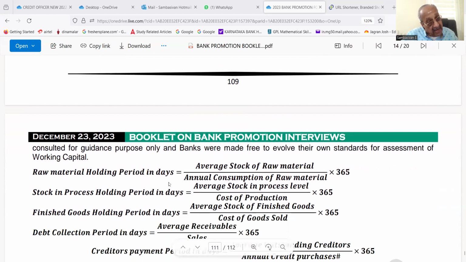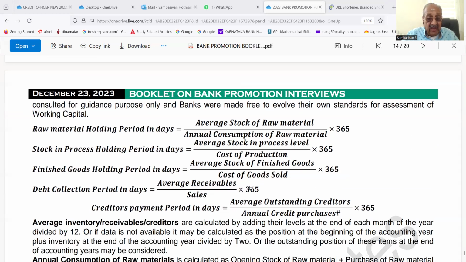Raw material holding period in days: average stock of raw material divided by annual consumption of raw material, into 365. Stock in process holding period: average stock in process level divided by cost of production, into 365. Finished goods holding period: average stock of finished goods divided by cost of goods sold, into 365.